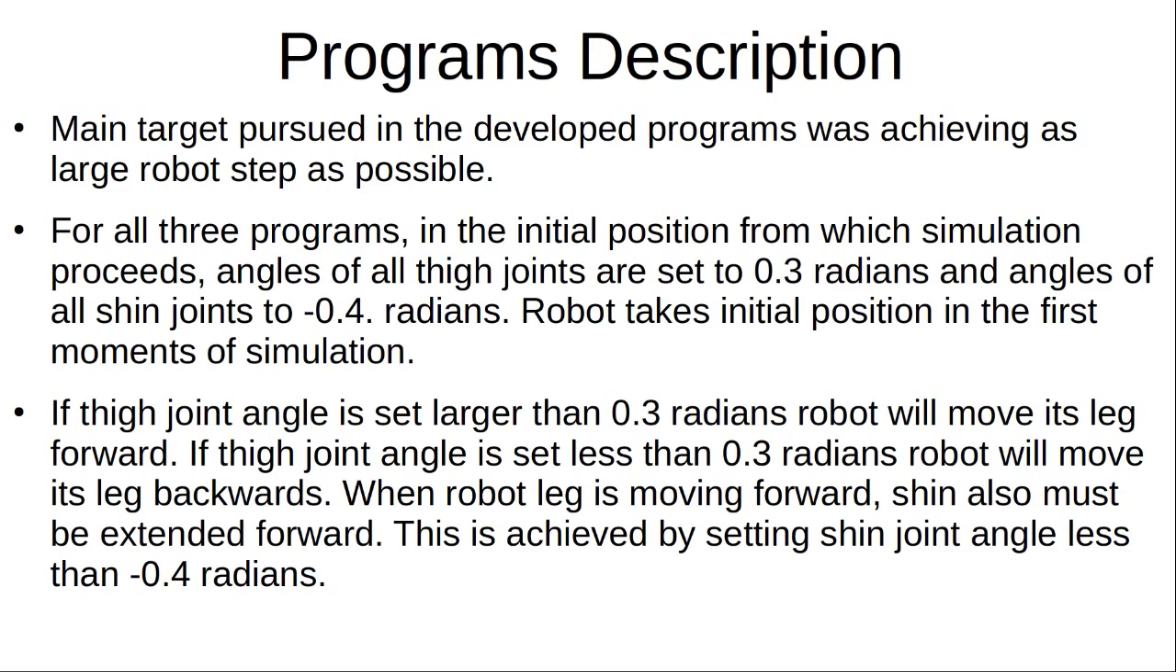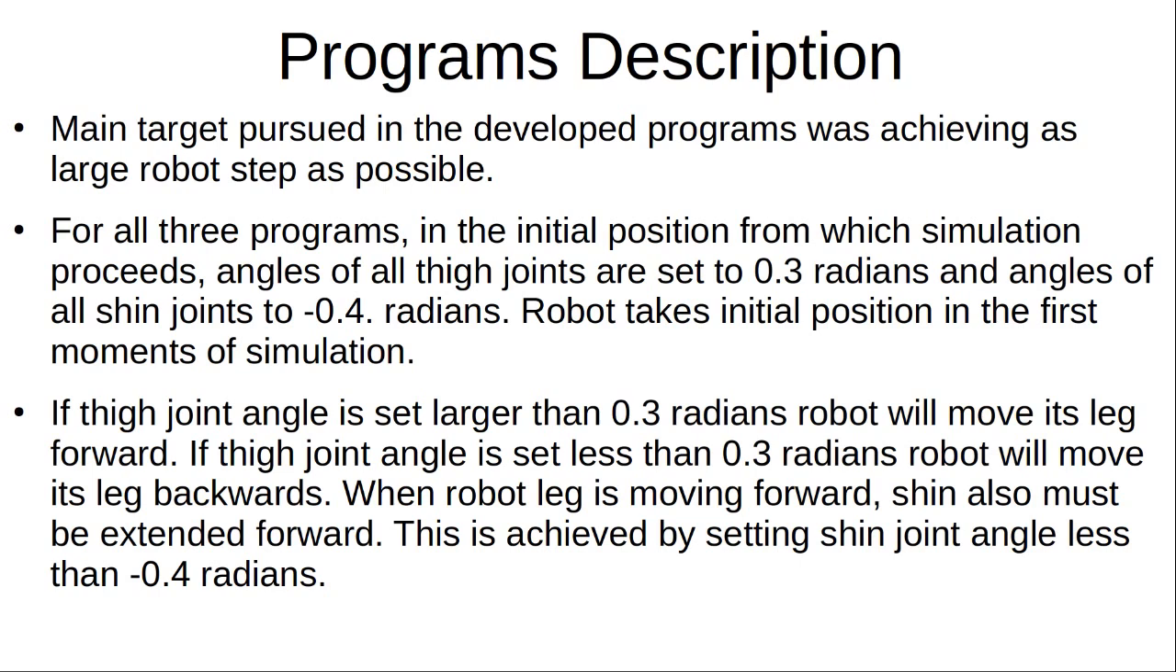Program description. The main target pursued in the developed programs was achieving as large a robot step as possible. For all 3 programs, in the initial position from which simulation proceeds, angles of all side joints are set to 0.3 radians and angles of all shin joints to minus 0.4 radians. The robot takes the initial position in the first moments of simulation.